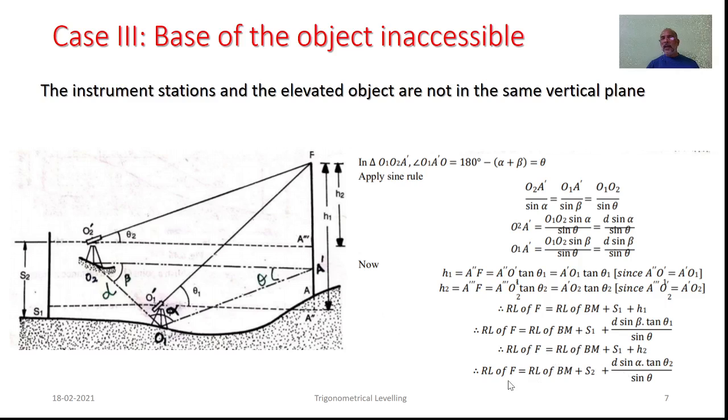As such, whenever both equipment setups are not in the same vertical plane, we can determine the distance between the instrument setup and the feature under consideration, or its base, indirectly. We can make use of trigonometry to work out that particular H1 and H2, and hence we can determine the RL of the feature under consideration.